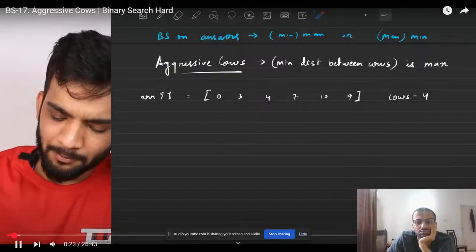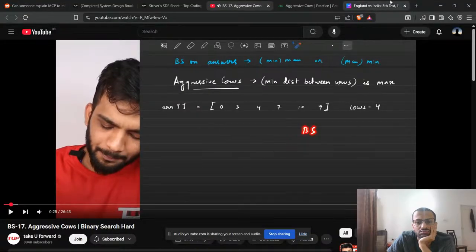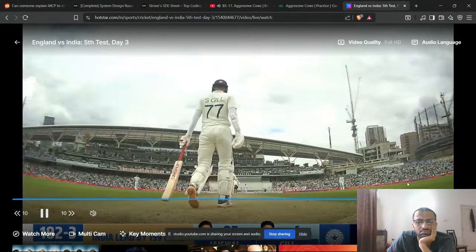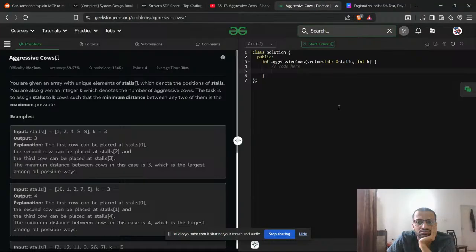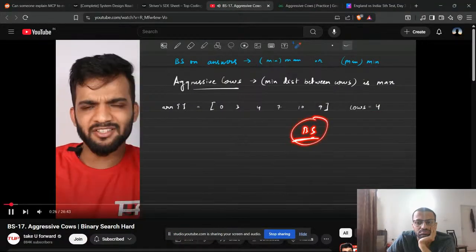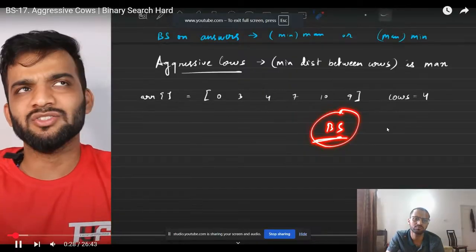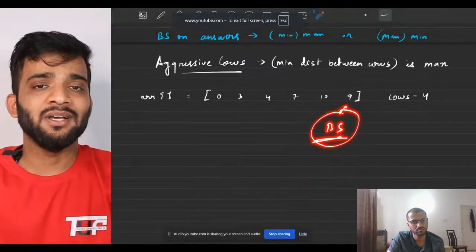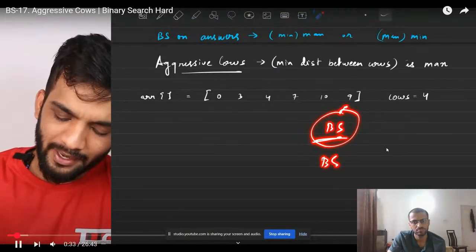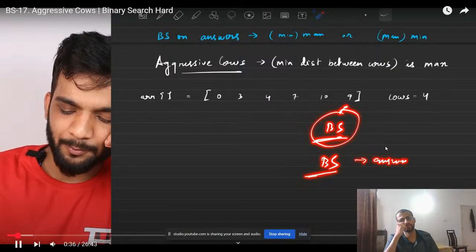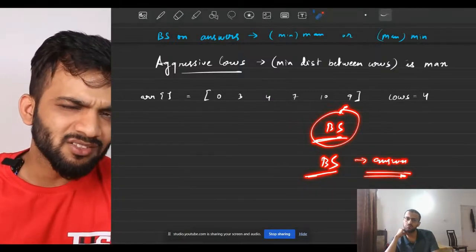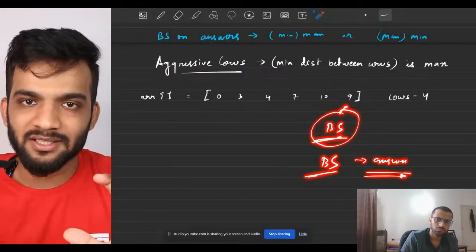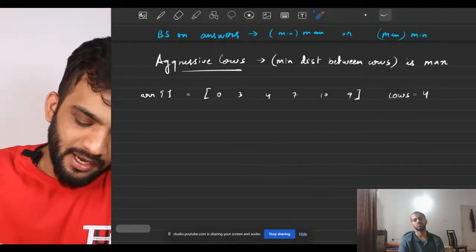But before moving on to the problem, I have covered binary search on 1D arrays where we did binary search on sorted arrays, rotated sorted arrays, and similar to that. And then we moved on to binary search on answers where most of the problems were find the minimum of something or find the maximum of something. It had just one term, find min or find max. So the problem that we are going to solve today will be aggressive cows.